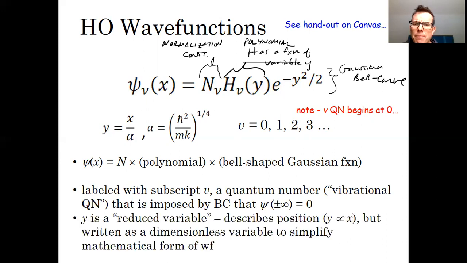The other thing that you might be asking is, well, what in the world is this variable y? What it is is something called a reduced variable. y is a way of describing the position of a particle. So y is proportional to x.